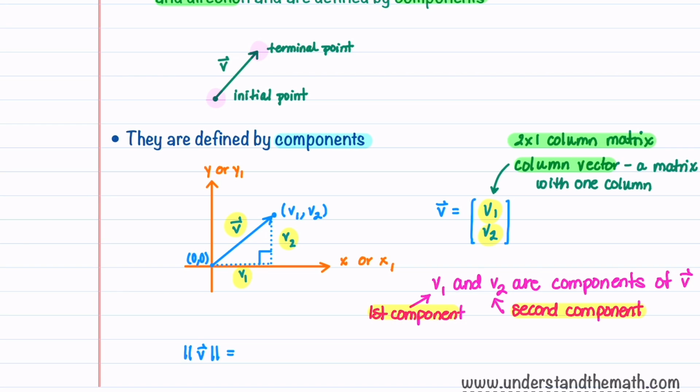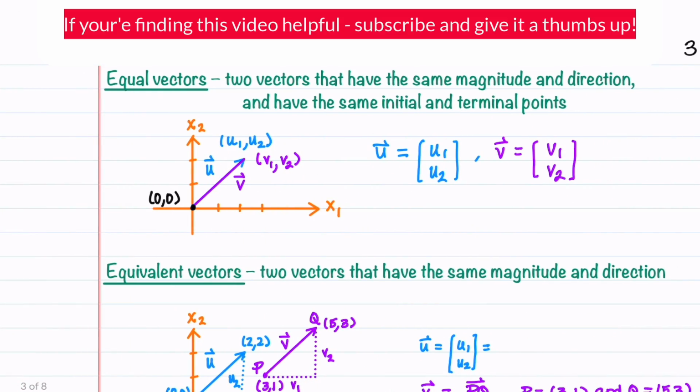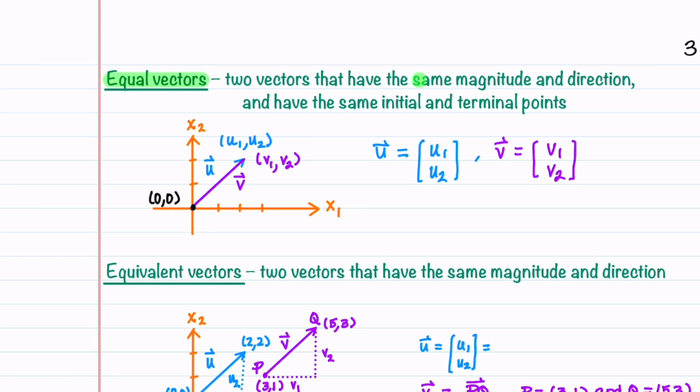Using the Pythagorean theorem, we can write the magnitude or length of a vector as the square root of its components squared and added together. Two vectors are called equal if they have the same magnitude and direction and they have the same initial and terminal points. In our diagram here, u and v will be equal if u1 is equal to v1 and u2 is equal to v2.